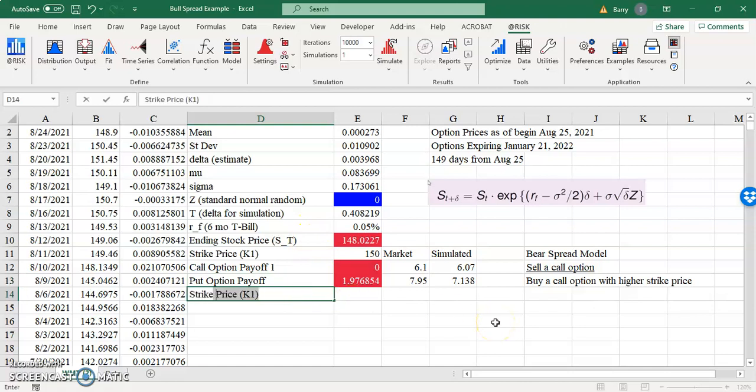Now what we need to do is buy a call option with a higher strike price, call that K2. We could pick anything that's higher, but we'll go ahead and pick 160 as the strike price for the second call option.